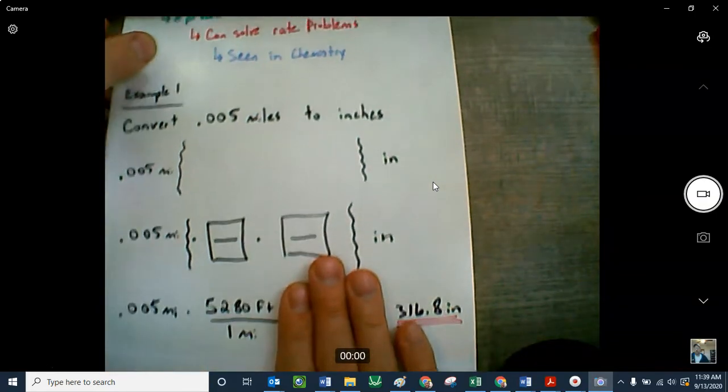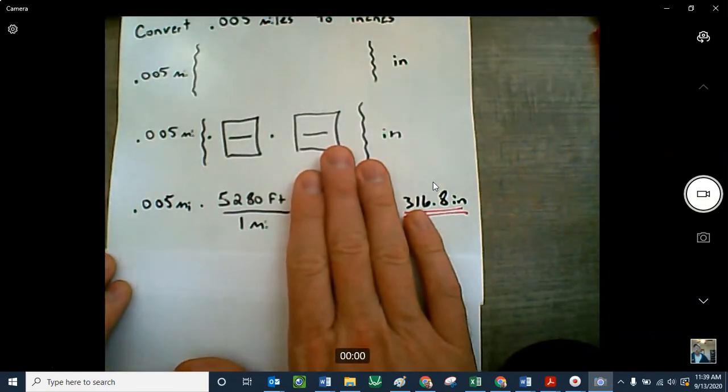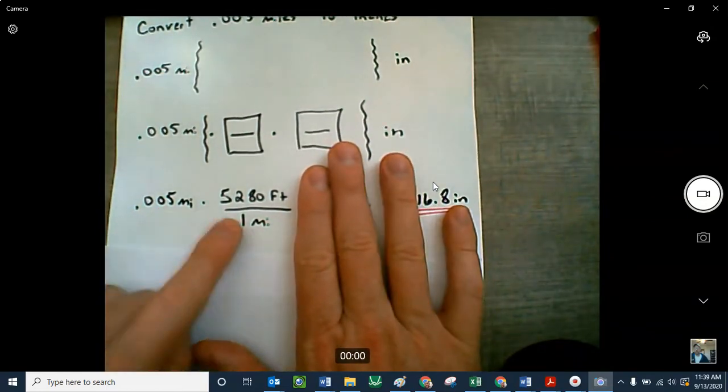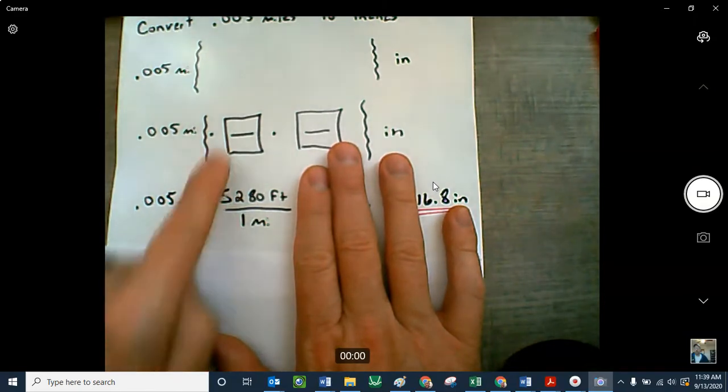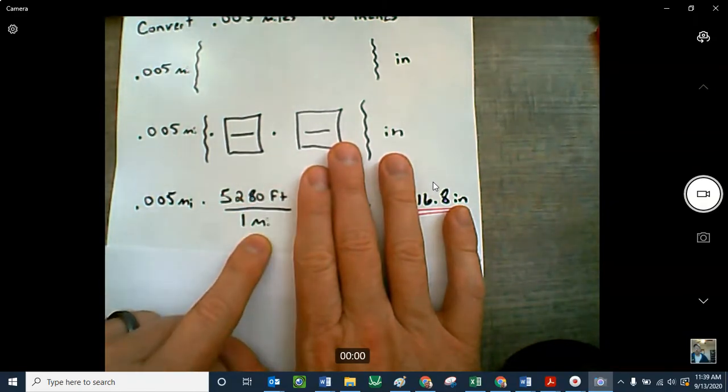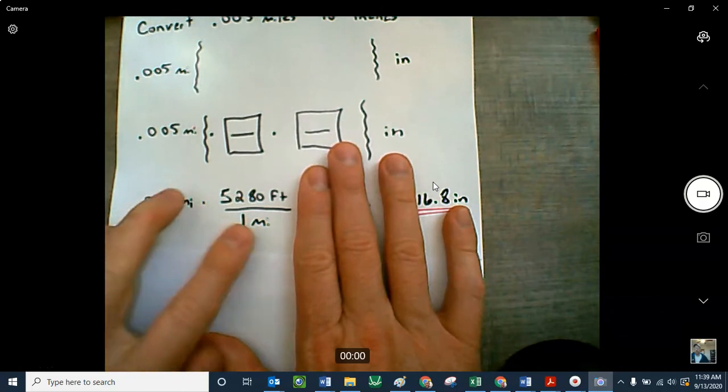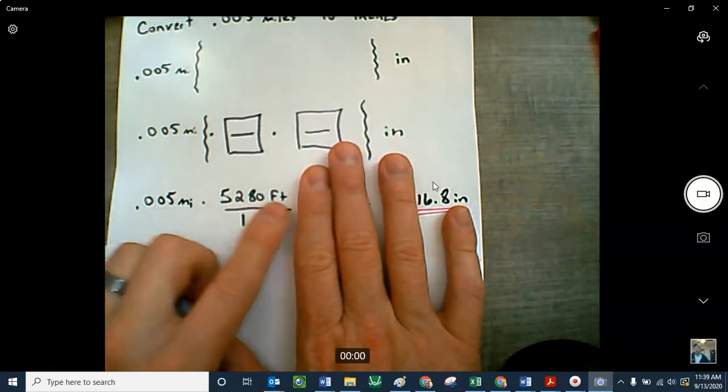And we don't need the stepping stone drawn, it was more for show than anything. But I'm multiplying by that, 5,280 feet in 1 mile. Now miles would cancel. Those are not there anymore. I would be left in feet.